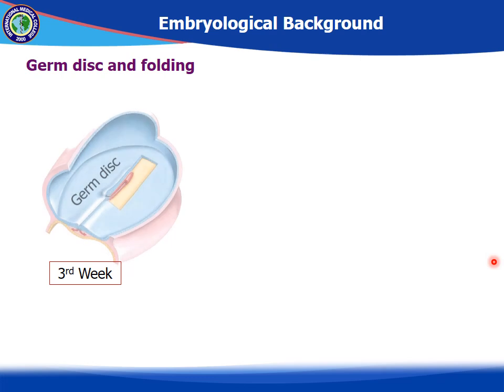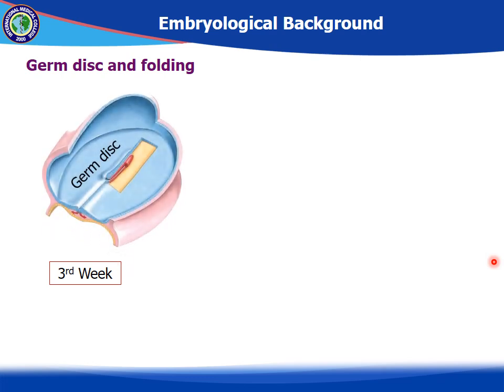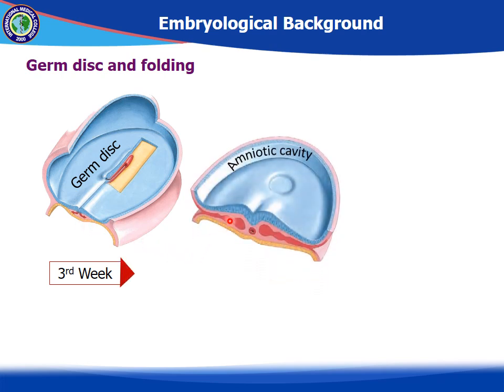In the third week of development, we'll get the germ disc like this one. You can see the germ disc is a leaf-like structure at that time, and the third layer starts appearing during the third week in between the two layers. So it looks like this one. This is the germ disc, and this is the amniotic cavity side, and this is the yolk sac cavity side.